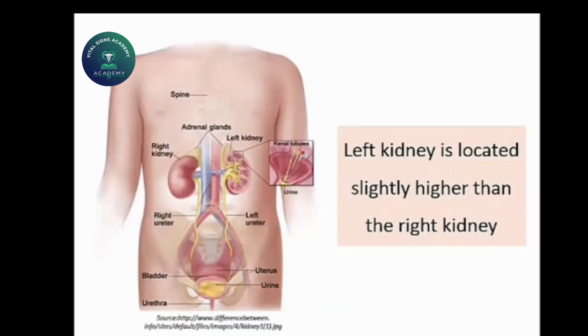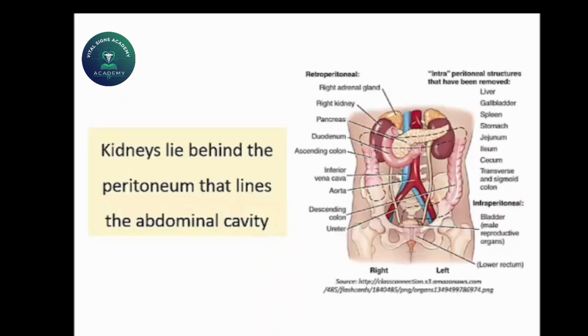The left kidney is located slightly higher as compared to the right kidney. In this image, you can see the position of the left kidney with respect to the position of the right kidney. Kidneys lie behind the peritoneum, which is a lining of the abdominal cavity.